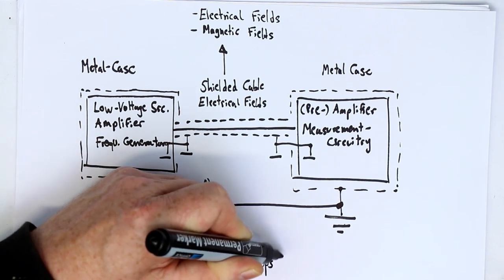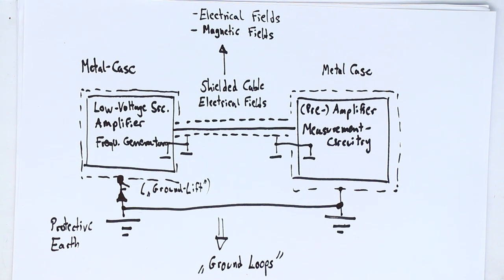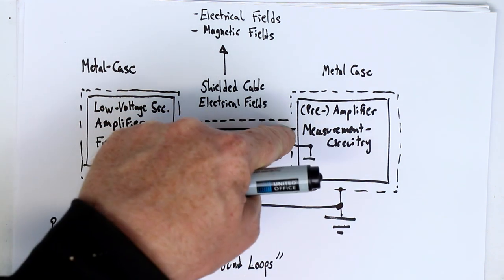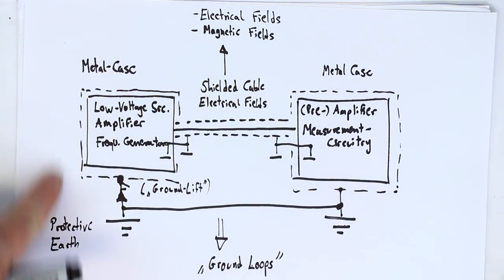And you might have experienced this if you have stereo equipment with many devices, then sometimes, for example, if you connect a tuner to your preamplifier or a power amplifier, you suddenly get additional hum, 50 or 60 hertz hum or any other noise. And if you disconnect the phono cable, the noise is gone. So just by connecting the cable, you get additional hum. And the reason is these ground loops.